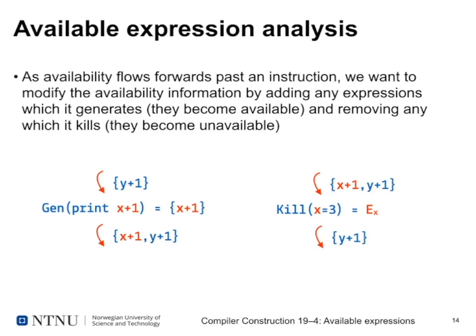So again, if we have y plus 1 before, and we're printing x plus 1, we're generating x plus 1, so after this instruction we have x plus 1 and y plus 1. On the other hand, if we have an instruction x equals 3, and before this instruction we have x plus 1, y plus 1 in our available expressions, we're killing all the ones containing an x. We're just left with y plus 1 afterwards.